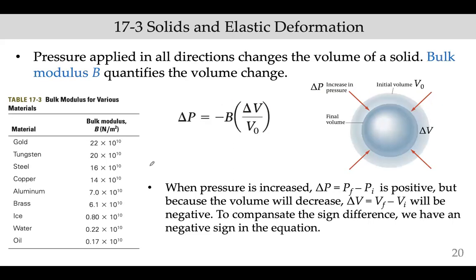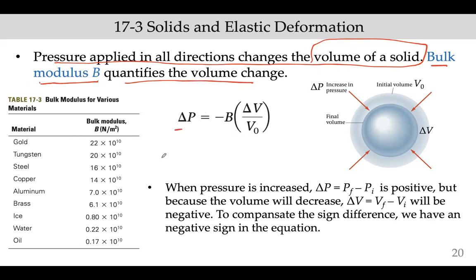Okay, finally, we talked about extension or compression in one dimension. We talked about shear deformations. Now the third kind of deformation is the bulk deformation. Pressure applied in all directions changes the volume of a solid. Now this is volume changing deformation. In this case, the constant we have is the bulk modulus. It's shown by B. It quantifies the volume change.